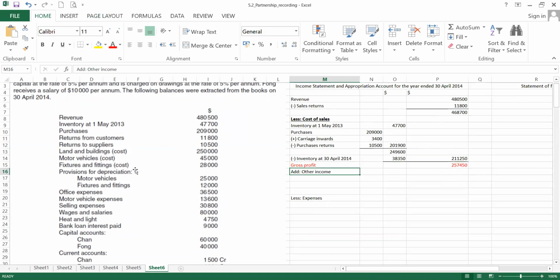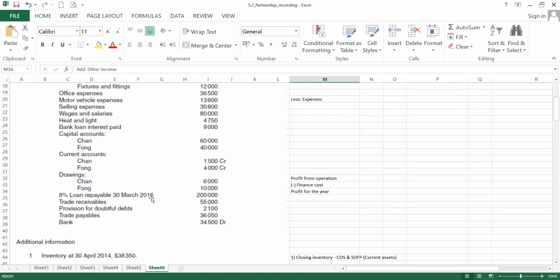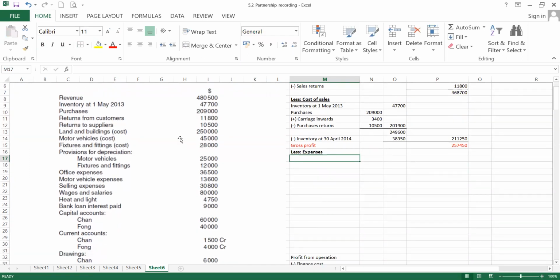So from this one, is there any other income? So let's double check. Okay, don't have other income. So what we got to do? We just move this one up. Okay, so this is the header. Don't write anything. Now list out from here. Start from the top to the bottom. We see one by one. Which one is considered the expenses?